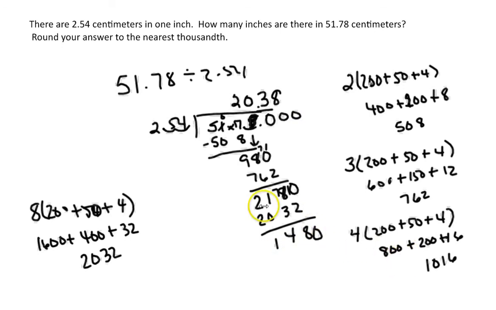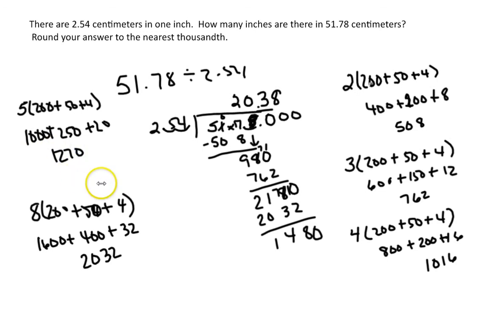Create another place value by putting a 0. 1,480. We'll try one more time. We'll do 5 this time. So 5 times 200 plus 50 plus 4 makes 1,000 plus 250 plus 20. So that's 1250. So 1270. I think if we go another one, we'll go too much. So this is going to become a 5 here. 3 place values out will be 1,270. 0, 1, 2. And we'll bring down another place value, so 2,100. So that goes in there 8 times.